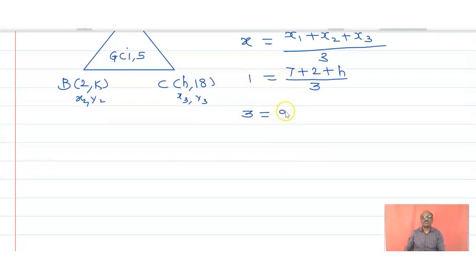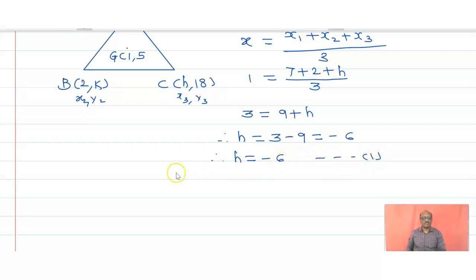7 plus 2, so 9 plus h. And therefore h is equal to 3 minus 9, and that is equal to minus 6. Therefore h is equal to minus 6. This is the first one.